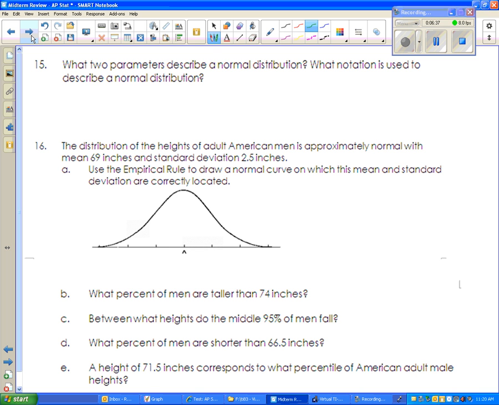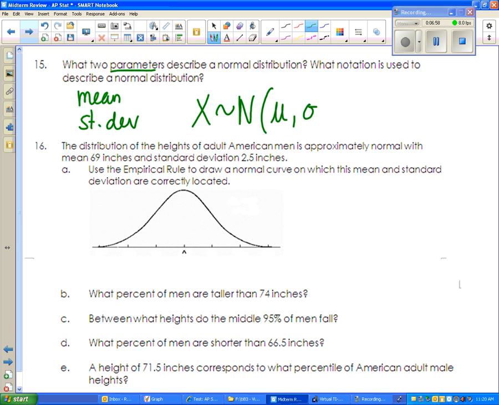Okay, number 15, it says what 2 parameters describe a normal distribution, and then what notation is used. So the parameters, remember those are the values that describe a population. The parameters are the mean and the standard deviation. And the way we use the notation is we usually talk about a random variable x, we say it's distributed normally, and we use Greek symbols to represent the mean and the standard deviation. And that's the notation that we would use.